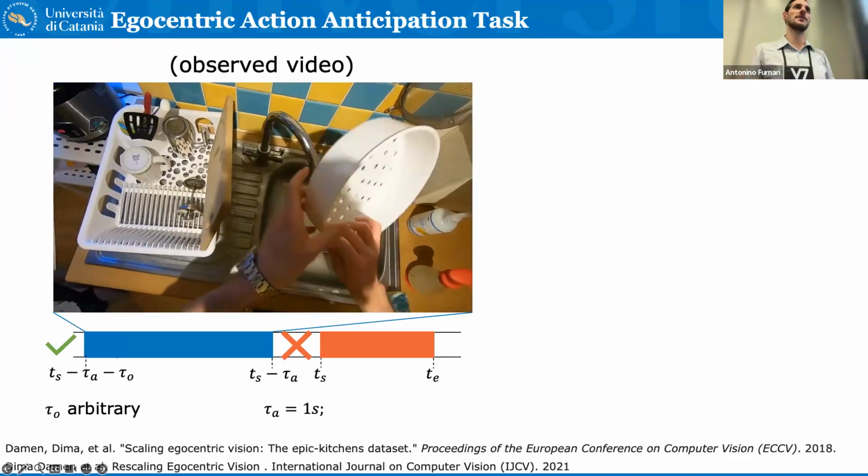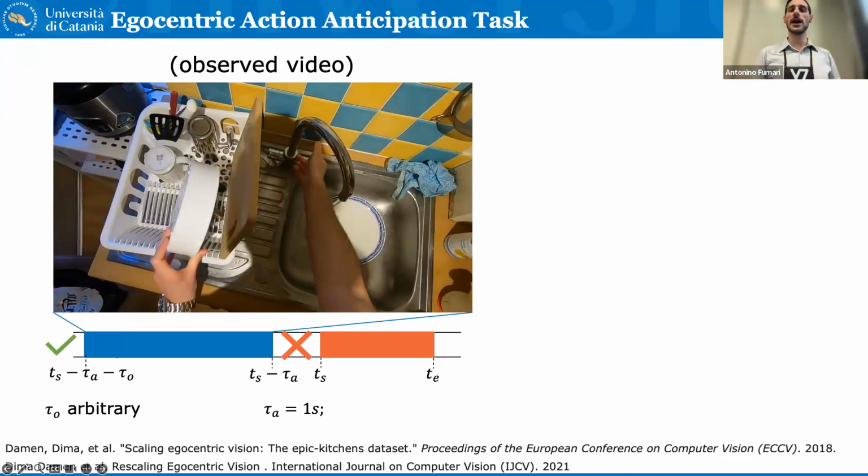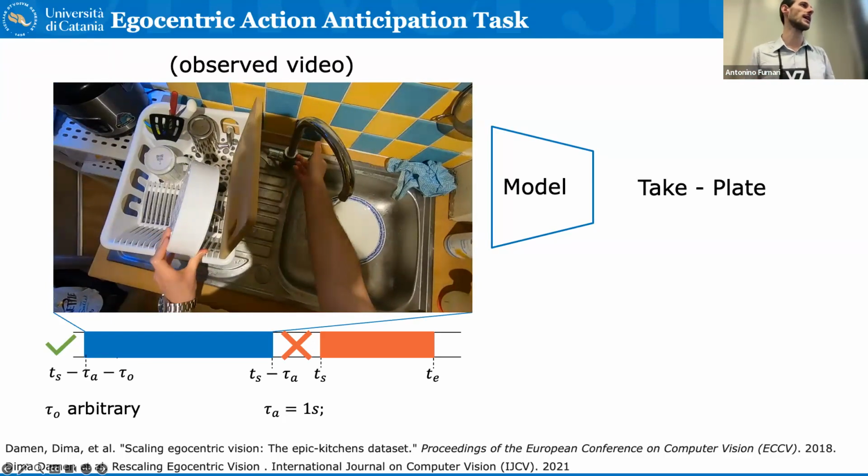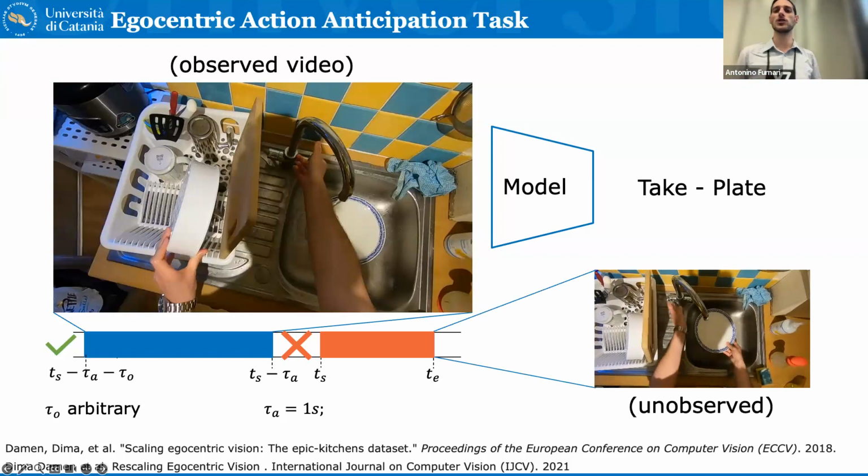And then by observing this video of the past and never observing the video of the future, you want your model to predict the future action. For instance, in this case, the next action is take plate, and this is going to happen in 1 second. And of course, this take plate action was never observed by the model.